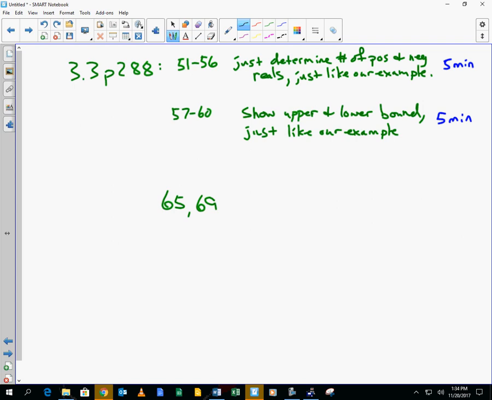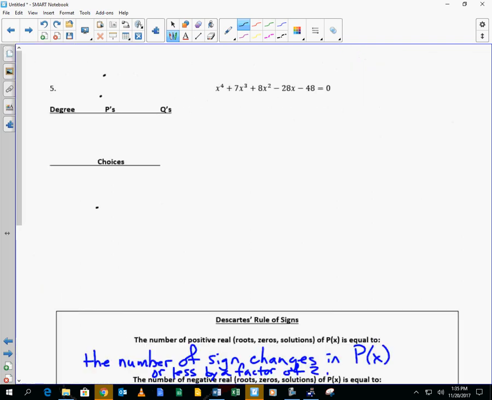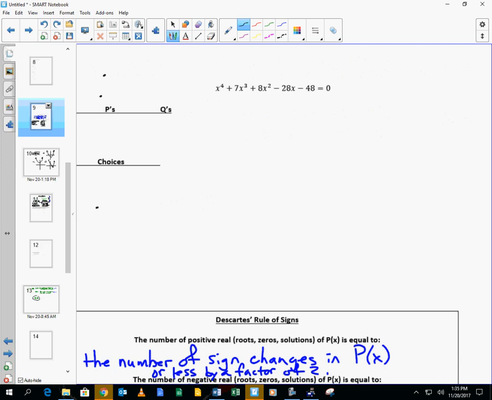57 through 60, you don't have to find all the zeros. Just show, like we did in our example, that you have an upper bound and a lower bound by doing the synthetic division process. That's it. Should be a quick 5 minutes. You got that? Then the very last two, you're going to do just like I do right now. Okay? So let's go back to that problem and finish it off.